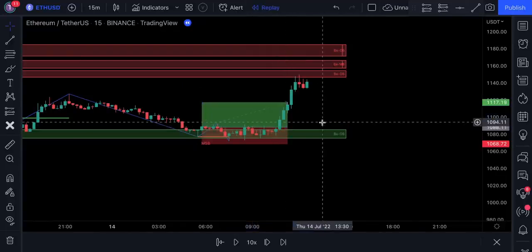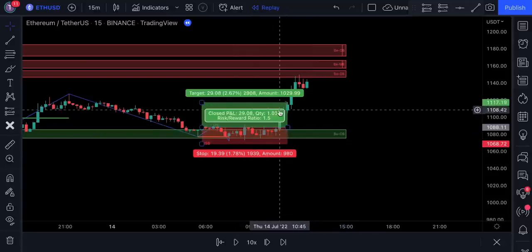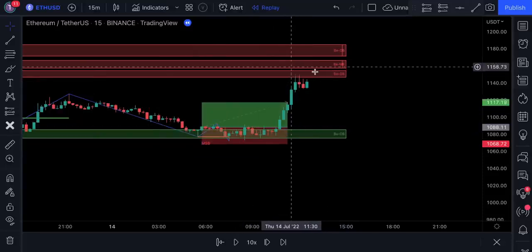Another good way to protect yourself from taking losing trades is to make sure that you have enough room for the take profit target to be hit before the price action bounces off the bearish order block.